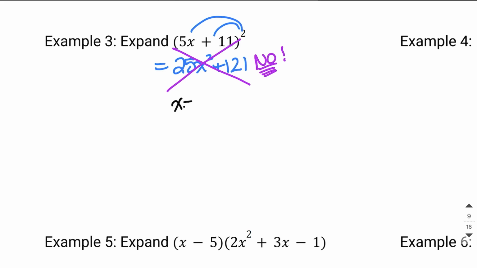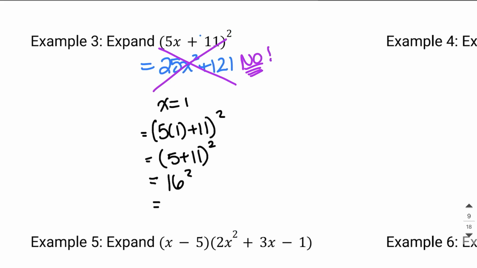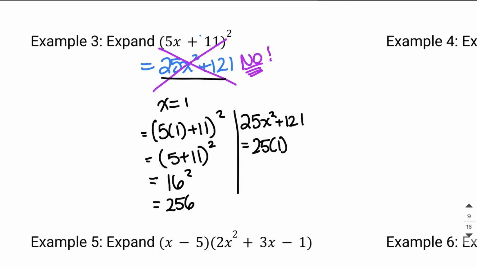So let's say X equals 1. If X equals 1, I would plug that in for X into the bracket. And then I would get 5 times 1 is 5. 5 plus 11 is the next step. 5 plus 11 is 16. 16 squared is 256. But then let's plug in X equals 1 into this expression. So I would get 25 times 1 squared.